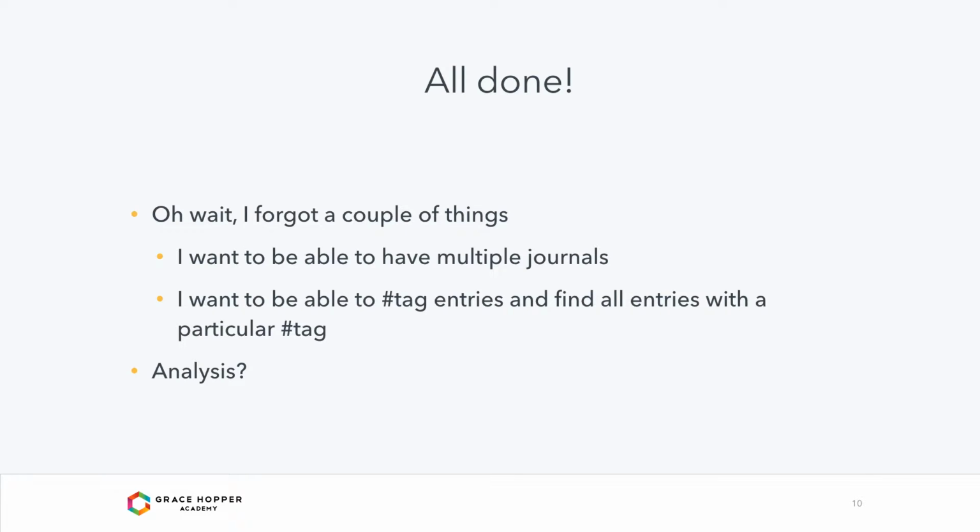We're all done. Except, of course, I forgot some requirements, as you do. So now I want to have multiple journals. And I also want to have hashtags, because I'm a millennial. So I want to be able to find all entries with a particular hashtag. So now what does my entity relation diagram look like? What new entities do I have?